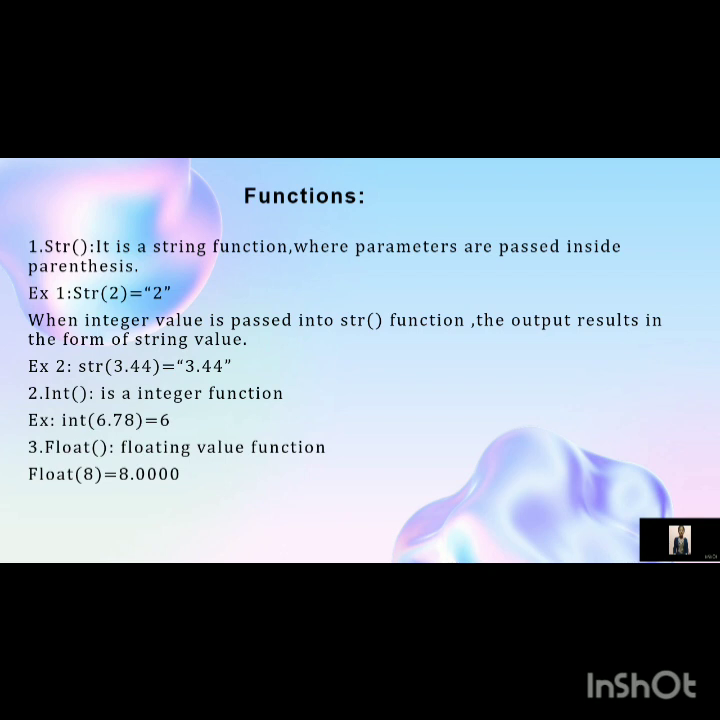The second function is int. It is an integer function. When int of 6.78, that is a float value, is passed, the output results in the form of an integer value. 6 is the integer value. The next function is float. It is a floating value function. So float of 8, where 8 is an integer data type, but the resulting output comes under the floating value data type.